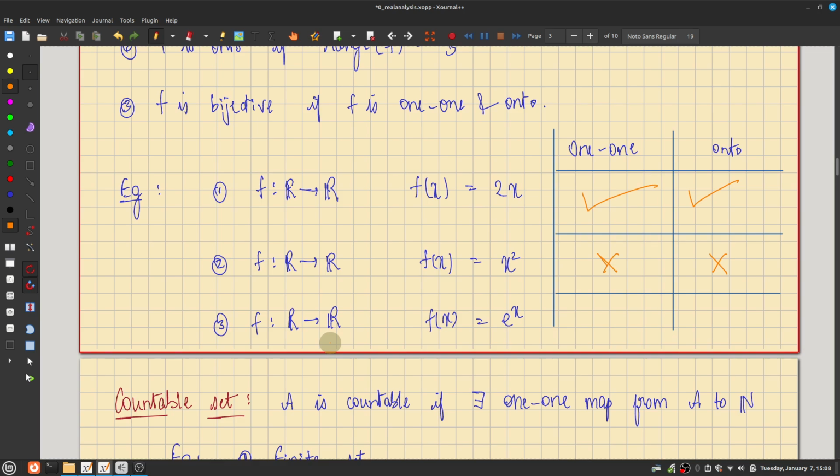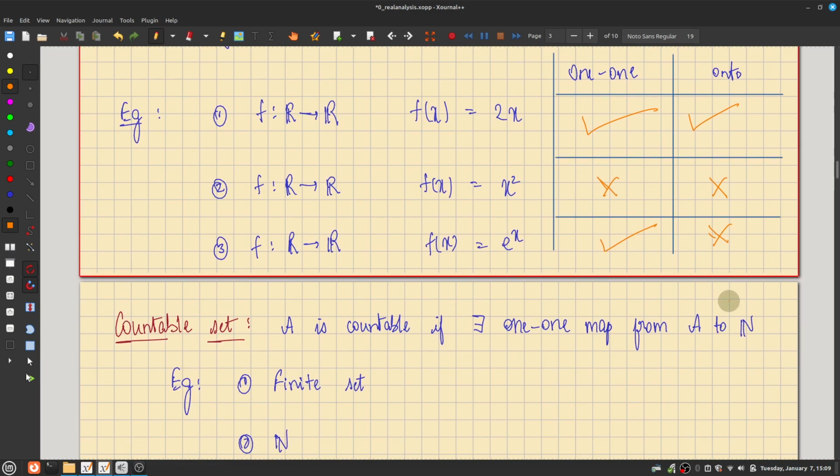Let's look at f(x) equal to e to the power x. Is this a 1-1 function? It is a 1-1 function, because e to the power x1 equal to e to the power x2 can only happen if x1 is equal to x2. Is it onto? It is not, because e to the power x is always greater than or equal to 0. So the range is again the set of non-negative real numbers. In fact, the set of positive real numbers.